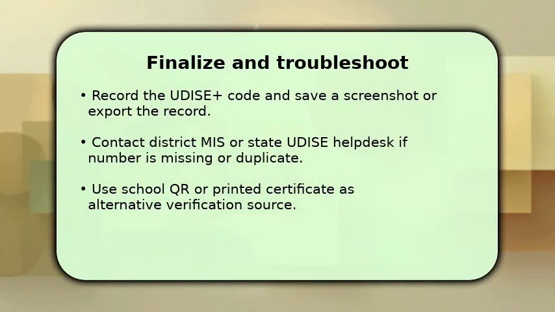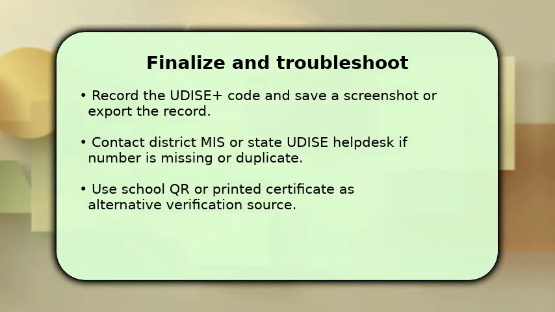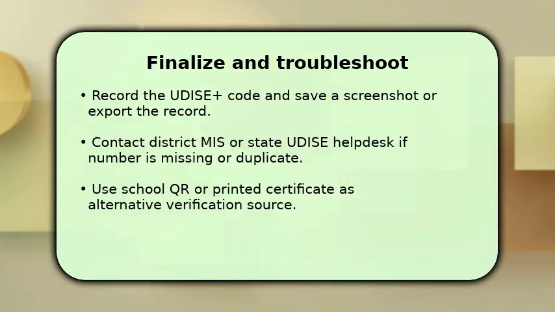After locating the Udise Plus code, write it down, take a screenshot, and export the profile if the portal allows. This prevents future researching. If the number is missing, duplicated, or looks incorrect, contact the district MIS officer or state Udise help desk with your evidence. They can request a data correction.